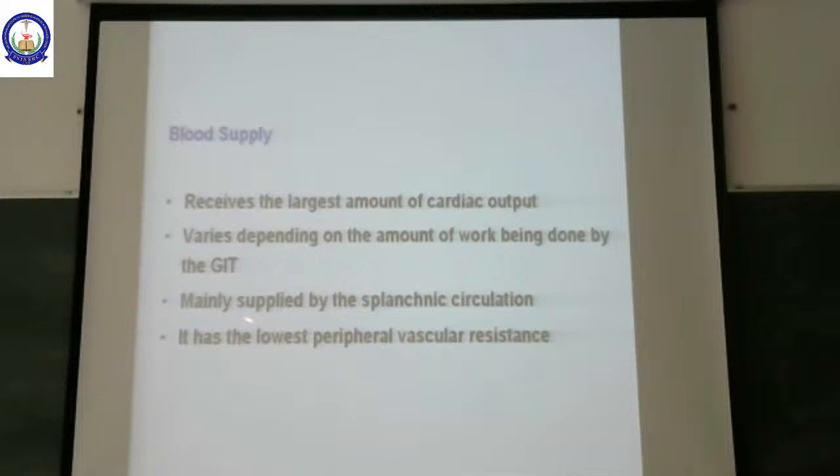gastrointestinal tract. And this is mainly supplied by a special type of circulation called splanchnic circulation. Splanchnic circulation means the circulation that helps in transporting blood to the digestive tract. And this has the lowest peripheral vascular resistance. If the blood flow is more, obviously the resistance will be less. If there is more resistance to the flow, the blood flow will be reduced. So this has the lowest peripheral vascular resistance.